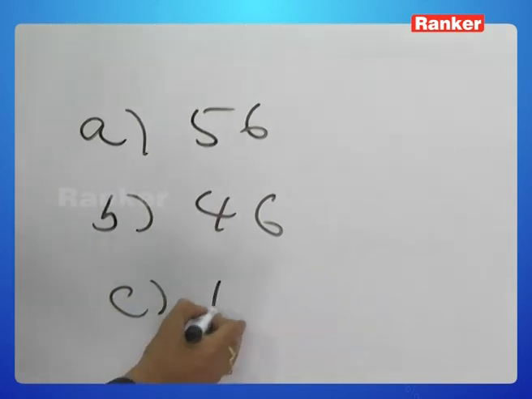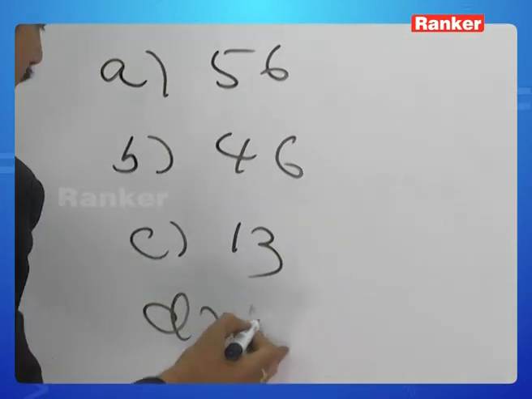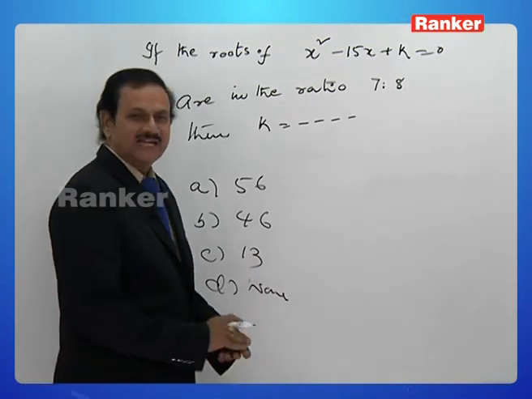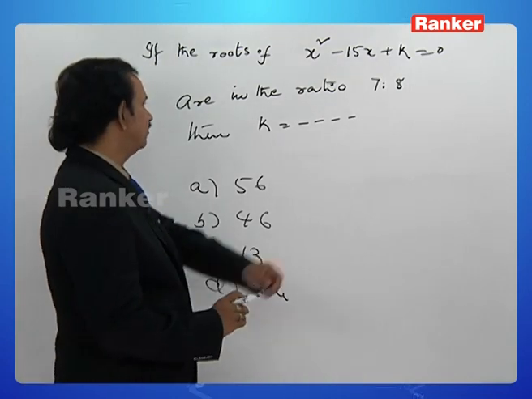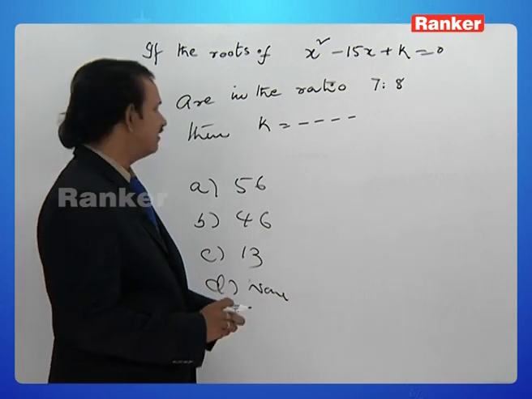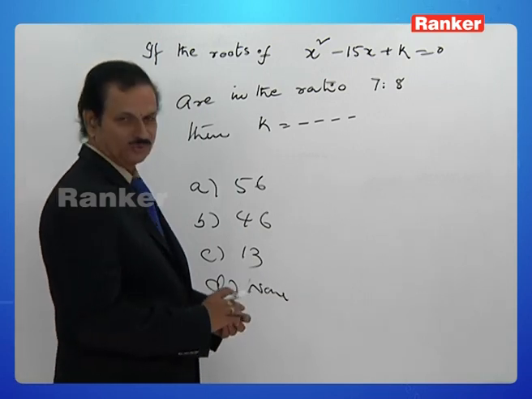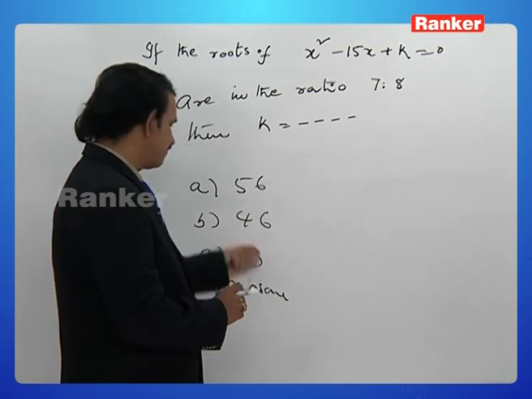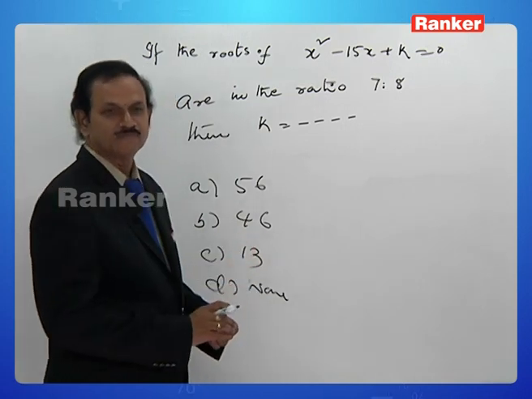Observe the question. What has been given here? The roots of the equation x square minus 15x plus k is equal to 0 are in the ratio 7:8, then k is equal to. First option 56, second option 46, third option 13.